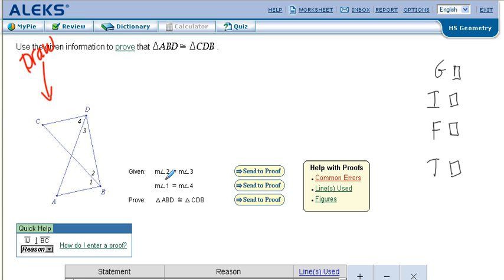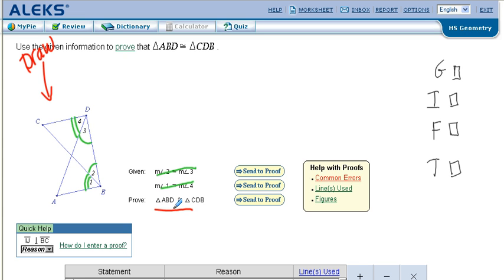Our given information, we know that angle 2 and 3 are congruent. So angle 2 and angle 3 are congruent. We mark that on the diagram, cross it out. Angles 1 and 4 are also congruent. That's all we're given. What are we trying to prove?